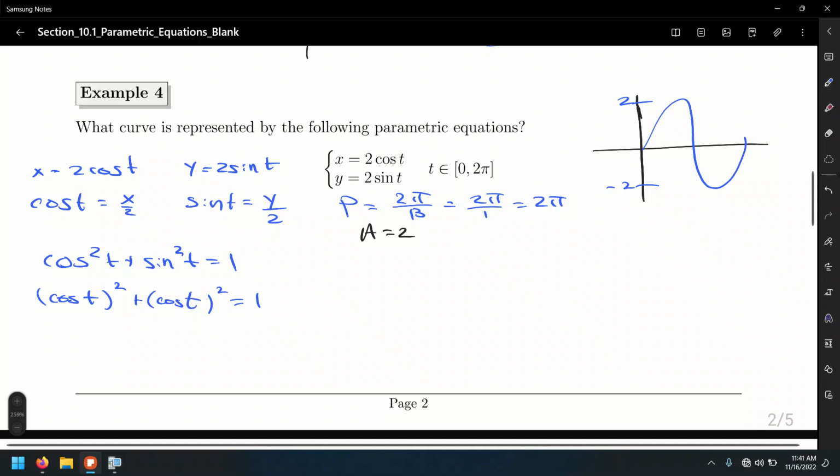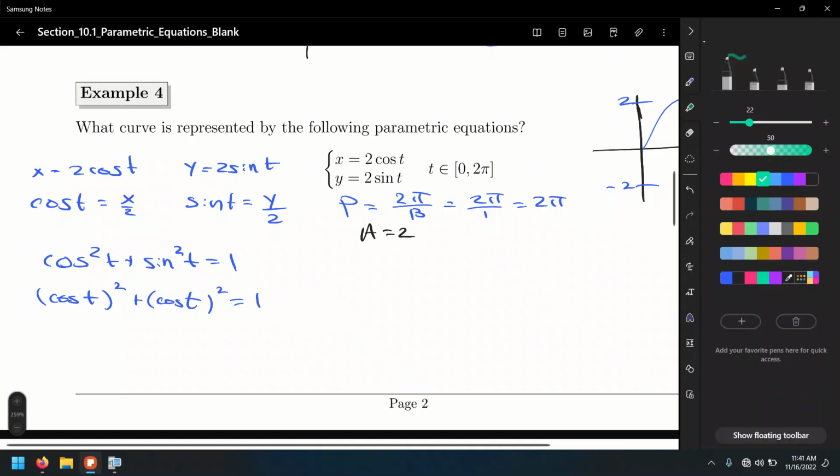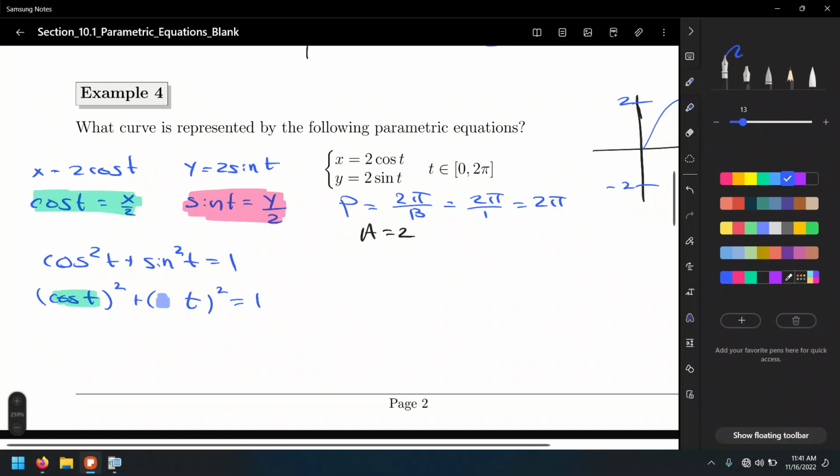In this case, I'm going to replace cosine t with x over 2, and sine t with y over 2. Hold on, where's the sine? Here. Whoops.